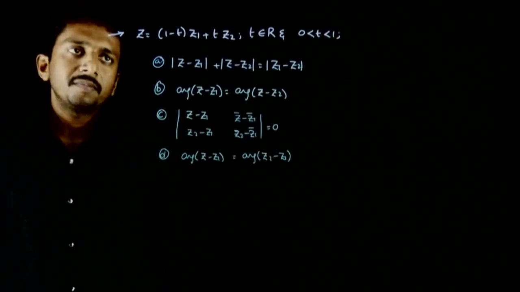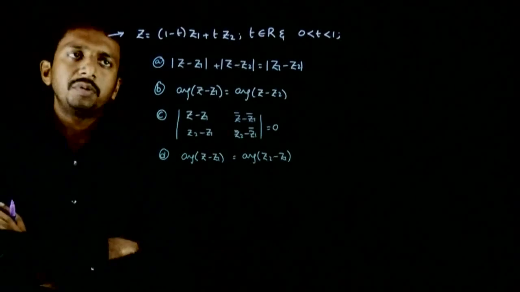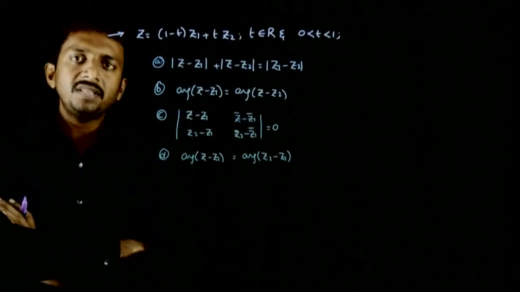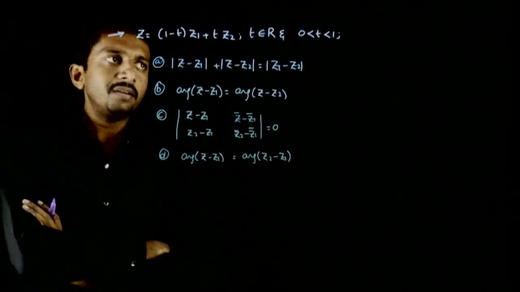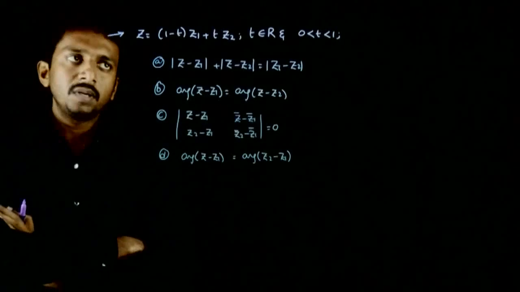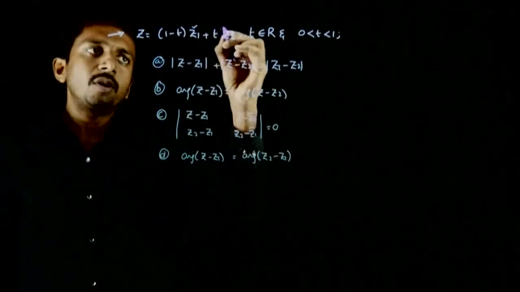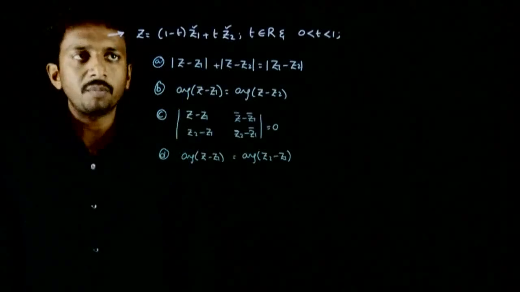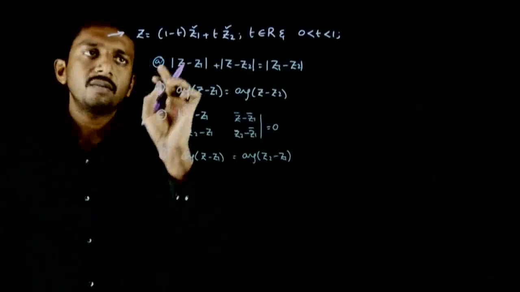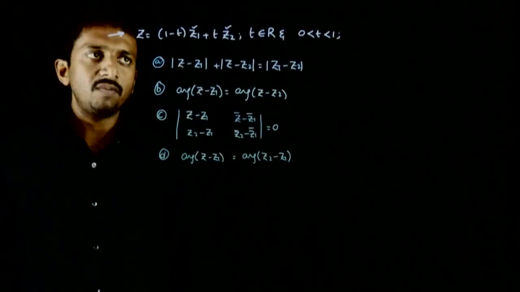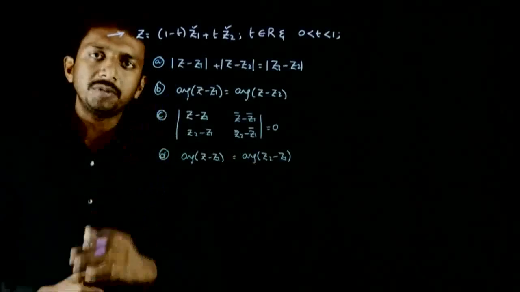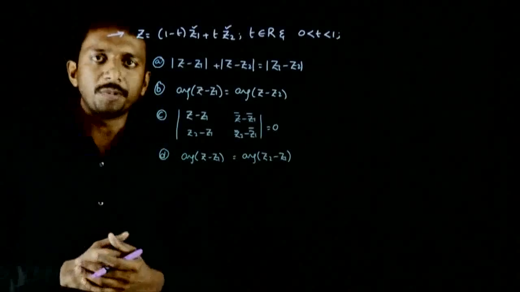So welcome students. In this question you are given z is (1 minus t) times z1 plus t z2, where t is a parameter which lies between 0 and 1, and z1 and z2 are two given complex numbers. Then you're given four options.